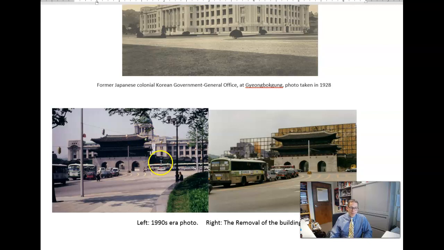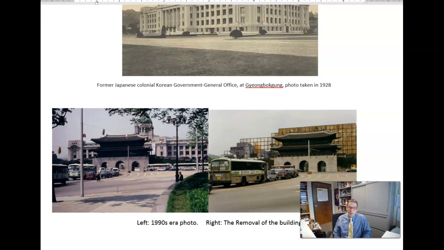Now, eventually, though, in the late 90s, the Koreans are like, why do we still have that building there? It's blocking the view of the remains of our palace. The Japanese built that there intentionally, on purpose, to hide our culture and our governing power. Why do we still have that building there? And they tore it down.